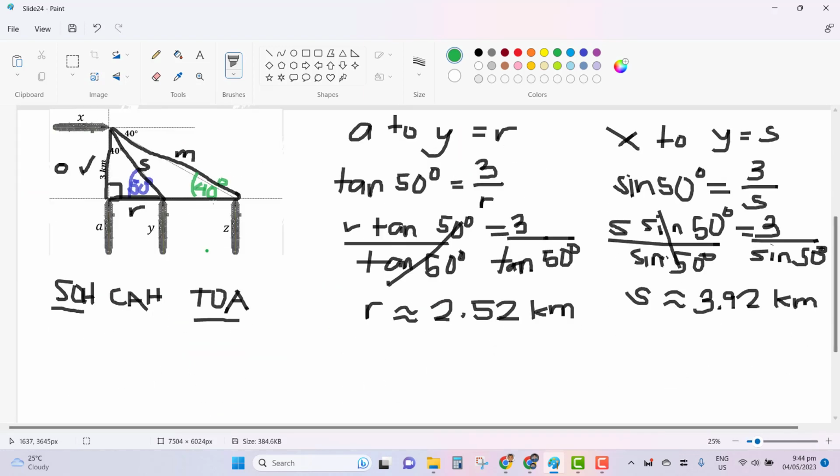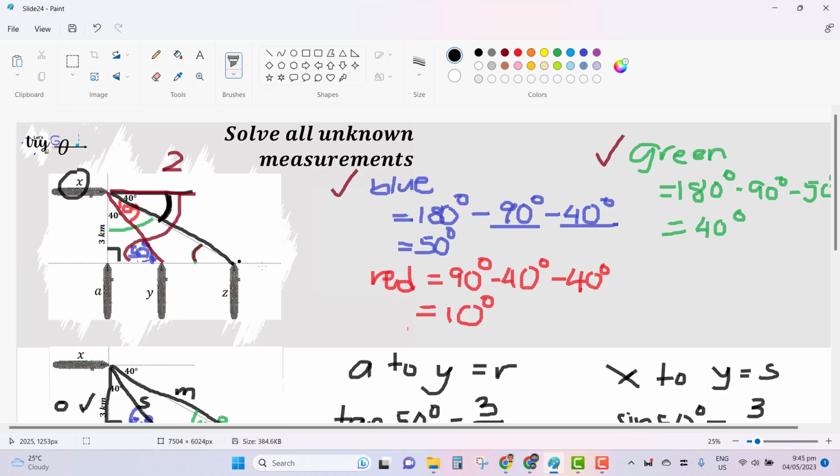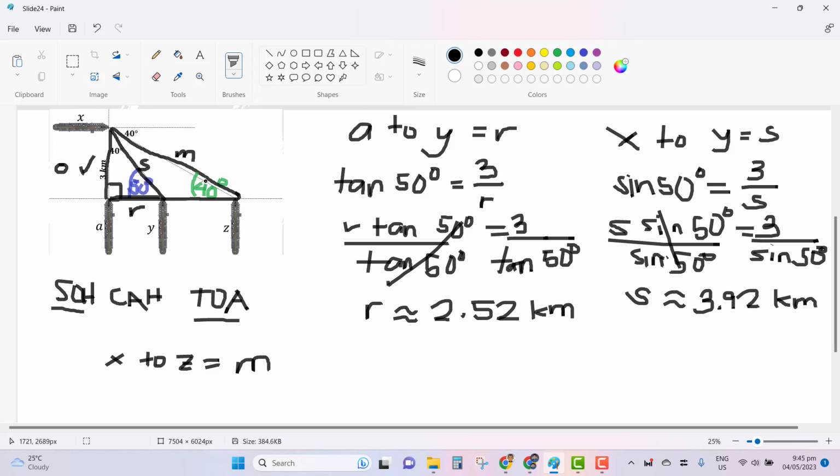Okay, so we are going to solve X to Z, which I already labeled as M. So M is the hypotenuse. With regards to the 40-degree angle, this was the reason why earlier we started with angle, so that we could easily solve for sides here. So again, with regards to 40, the 3 kilometers is still your opposite, and this is your hypotenuse. So opposite, hypotenuse, we'll be using sine.